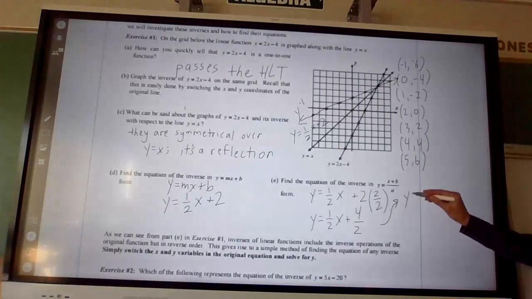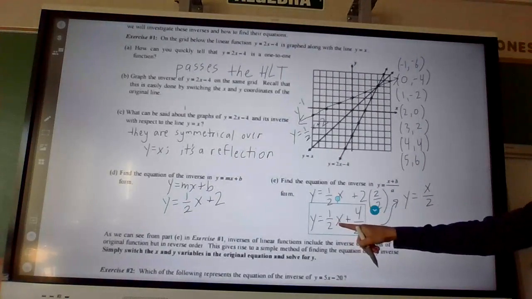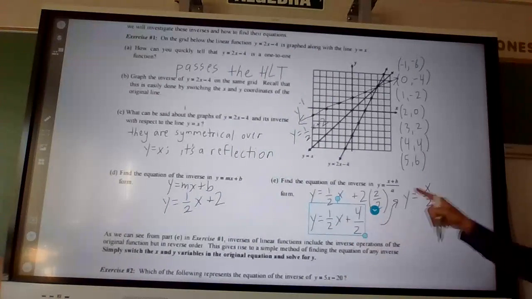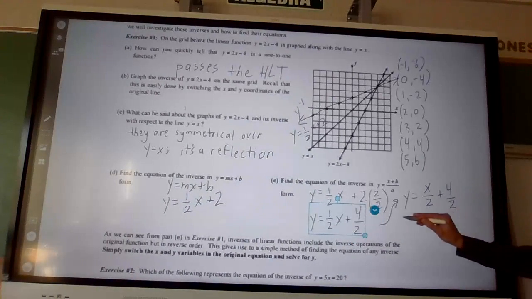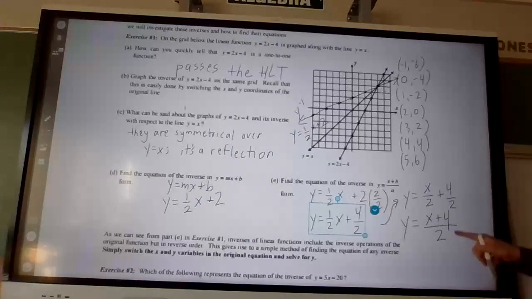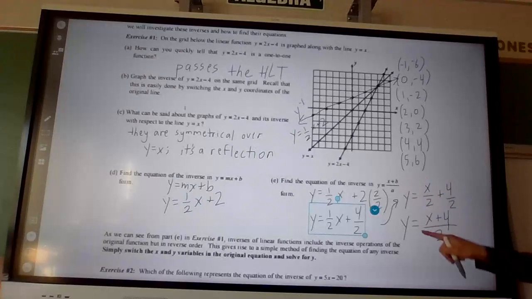So I'm going to rewrite that as y equals x over 2. So that's the same as 1/2 x. 1/2 times x is x over 2 plus 4 over 2. And now I can combine that over one denominator to be x plus 4 over 2. So now my equation is in that form: y equals x plus 4 over 2.